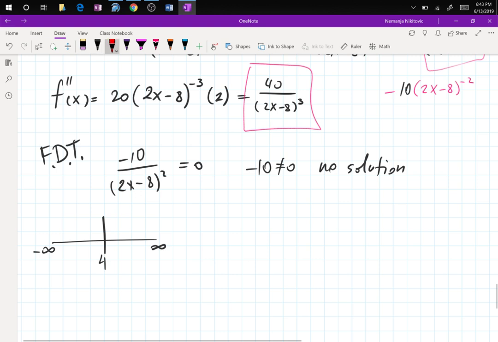Pick 2 test points. Let's pick 0, obviously. And on the other side, you can pick whatever you want. What should you pick on the other side? 5 it is.